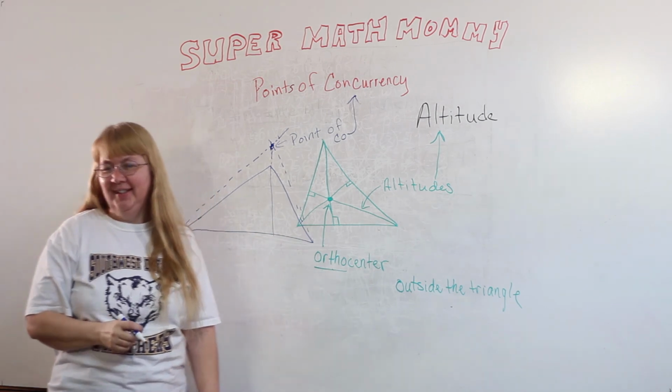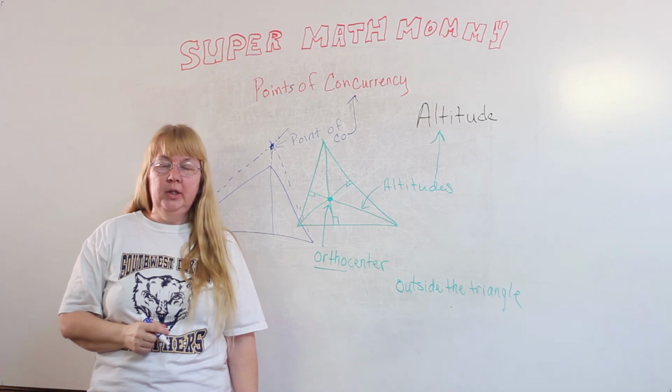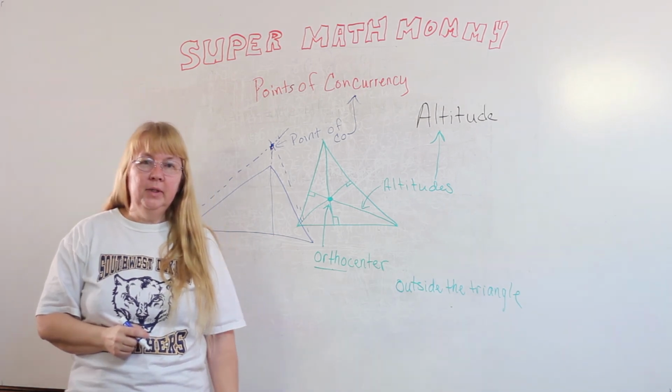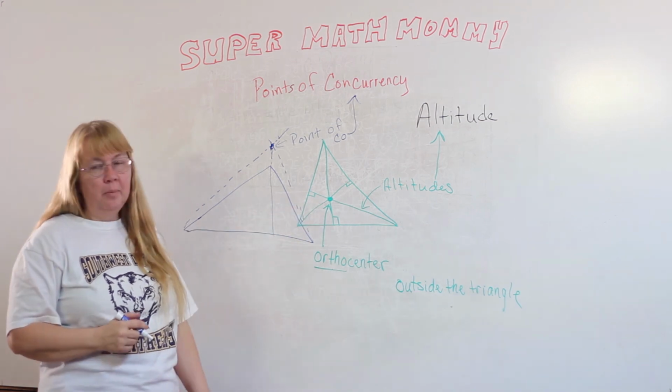Point of concurrency, orthocenter. What good does the orthocenter do us? It really doesn't do us any good at all, but altitudes are good. They're helpful. And you'll know that you have your altitudes correct if you get a point of concurrency.